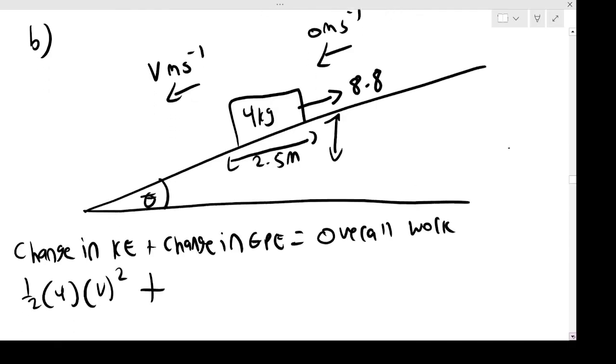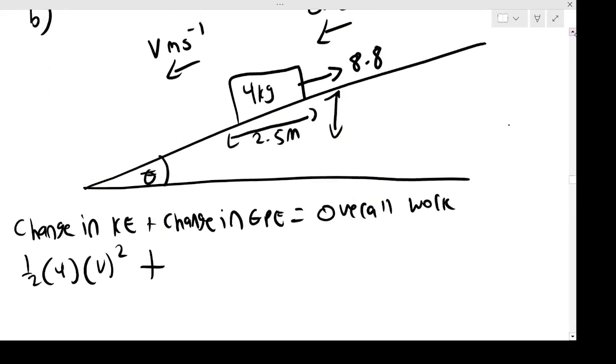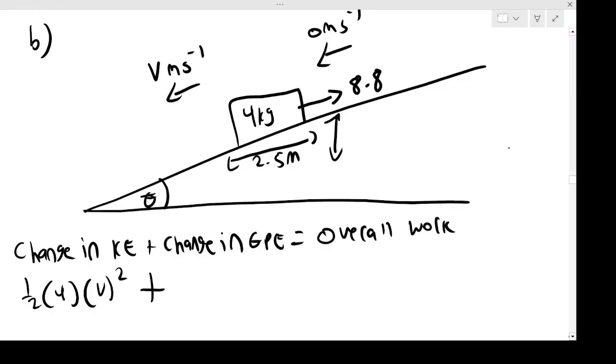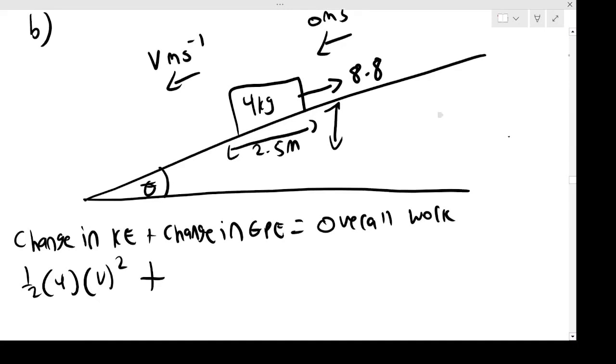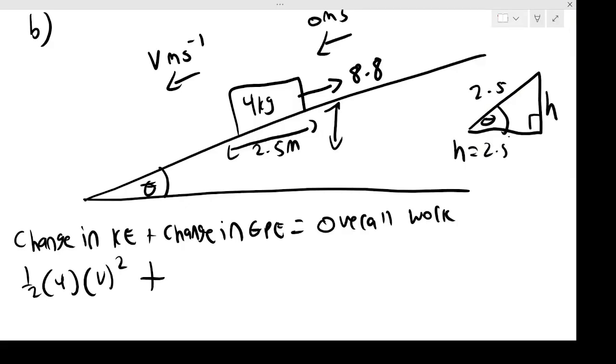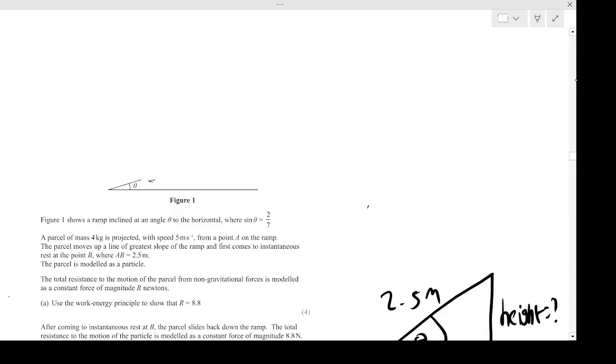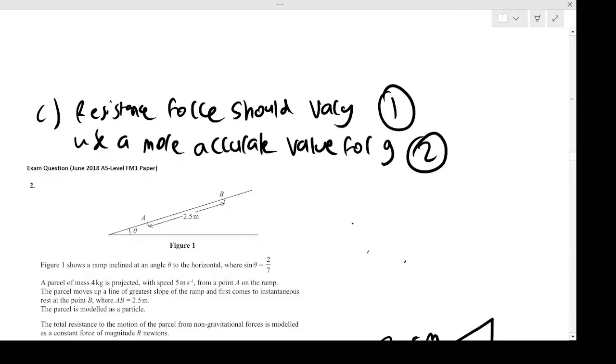So again, to work that out, we can do a little triangle. I will do it here very quickly. This little triangle here. Again, we've got the angle theta. Now we're going down the ramp by 2.5. So if it's 2.5 here, then the height h here, again we've got a right angle triangle, using SOH CAH TOA, h would then be 2.5 sine theta. But we also know what sine theta is. It's 2/7, right?